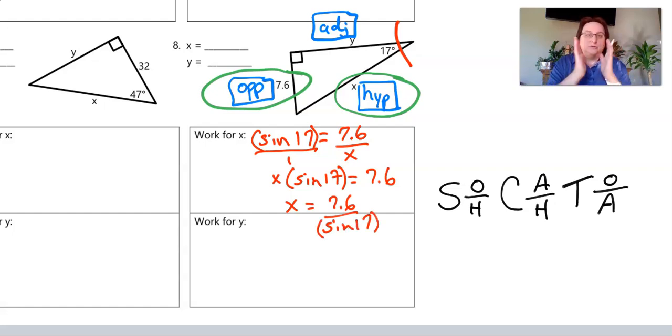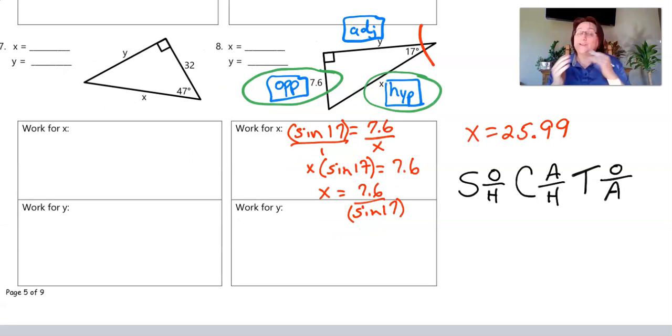Now, do you guys remember how to put this in your calculators? All right, so go do that right now. Go put that in your calculator, and I want you guys to tell me, what do you get for the value of x? Make sure you pay attention to what the instructions said to round to. All right, tell me what you got.